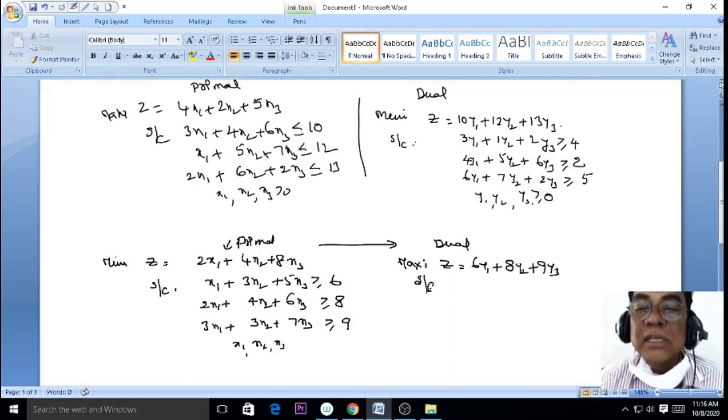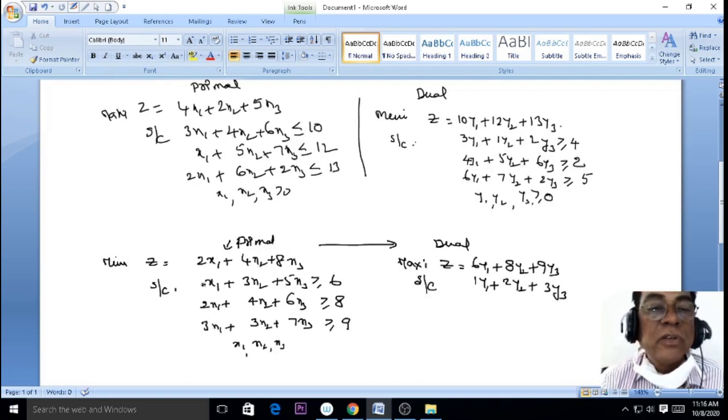Next, subject to constraint. Take the first column 1, 2, 3. So 1y1 plus 2y2 plus 3y3. The first corresponding value is 2, so write down 2. Greater than or equal to is given in the primal, so write down less than or equal to.